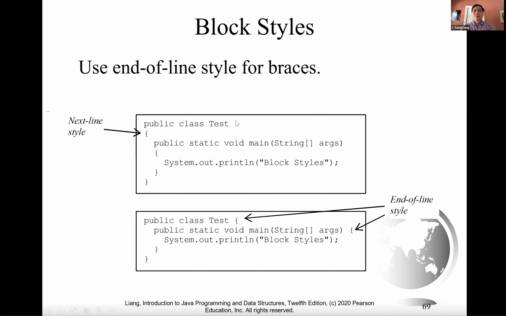There are two block styles, and one is called next line. The opening brace is placed at the beginning of the line. And this is the end of line style. The opening brace is placed at the end of the line. And this end of line style is what we are going to use in our book. This is consistent with the Java documentation and API source code style.